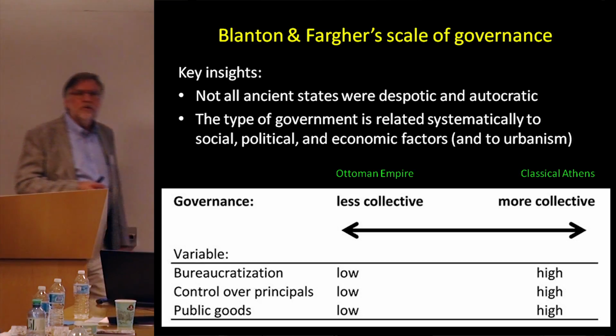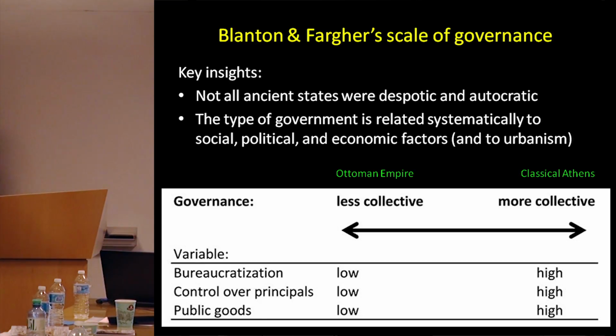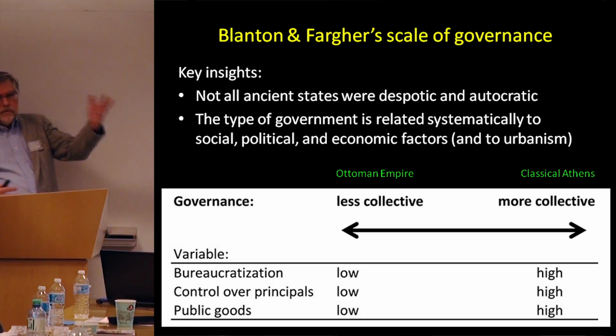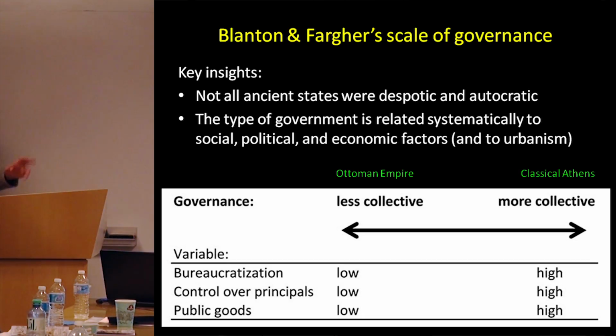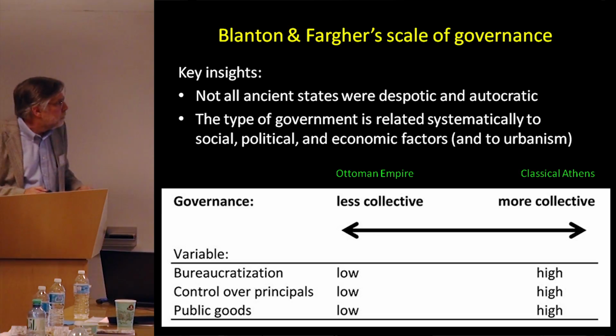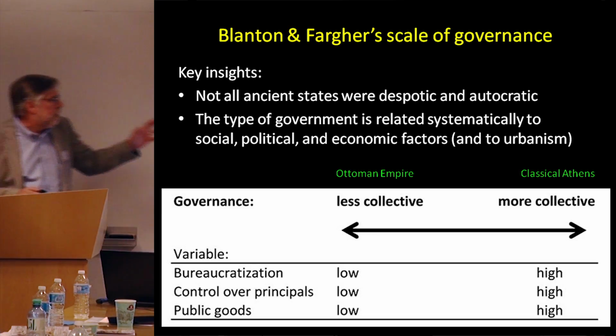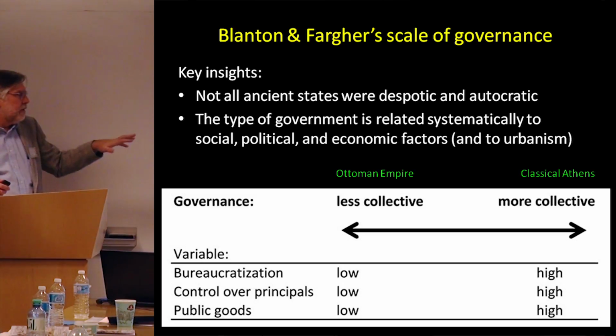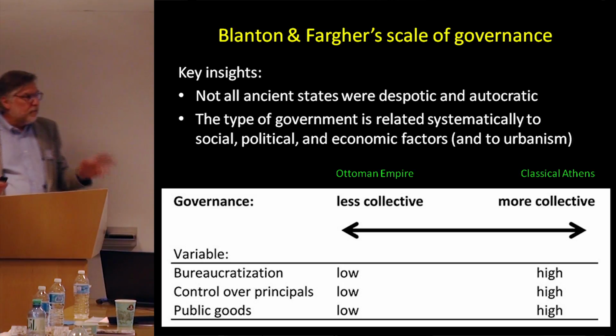And public goods. How many public goods are provided? Does a ruler provide a lot of public goods and infrastructure, roads and water systems, and provide for defense, or do they provide none of that? Classical Athens is at the more collective end. The Ottoman Empire is at the less collective end. These are both part of their sample.